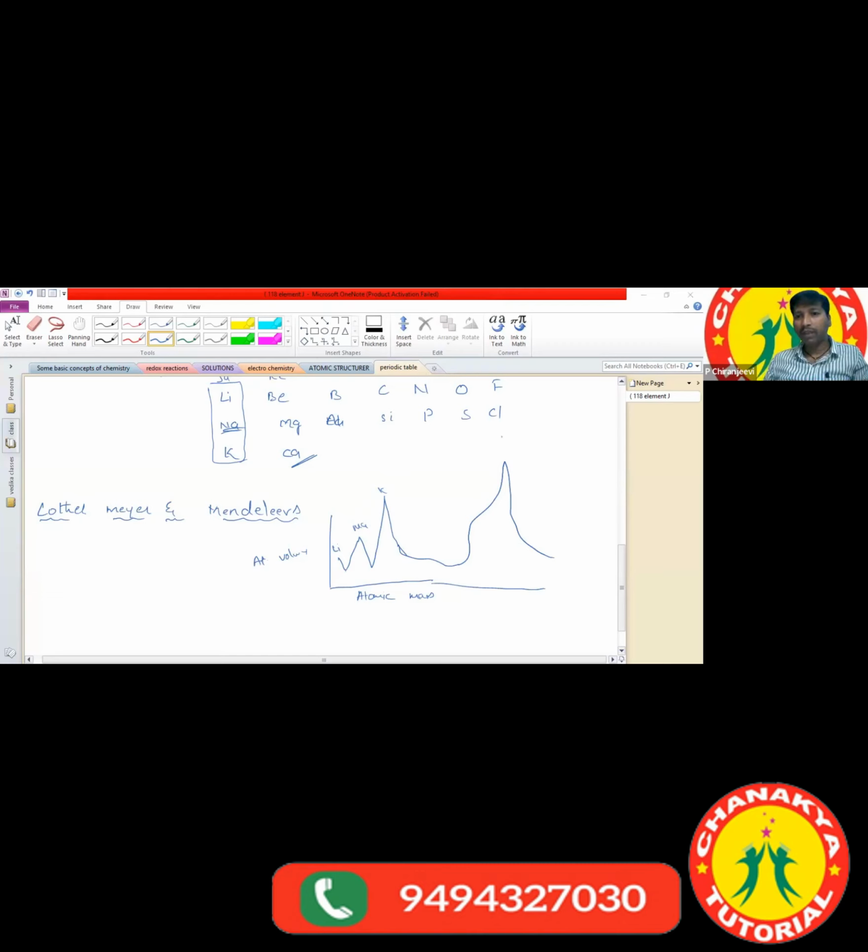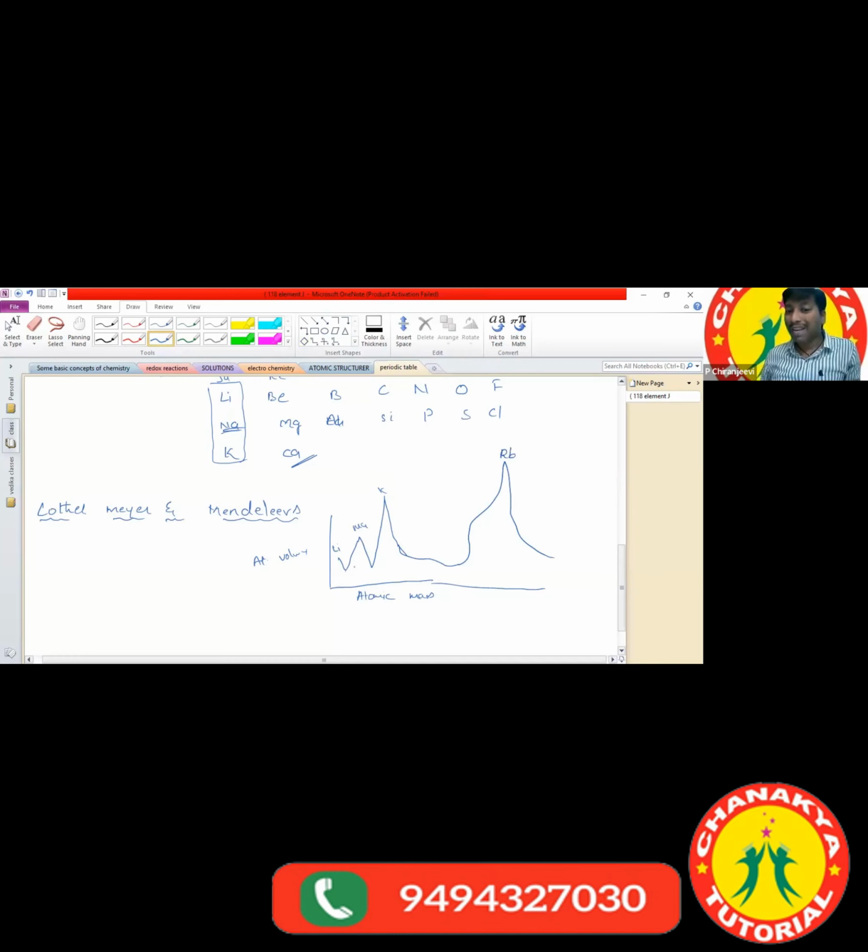Samhita: 1A group elements. What are the 1A group elements, Samhita ji? Lithium, sodium, potassium, rubidium, and cesium. Very good. Lithium, sodium, potassium, rubidium, cesium, and francium. So they are present at peaks of the curve.